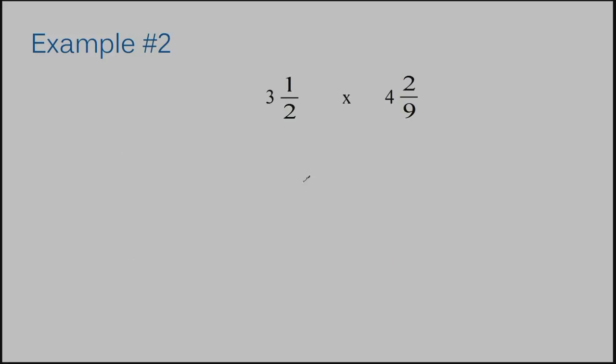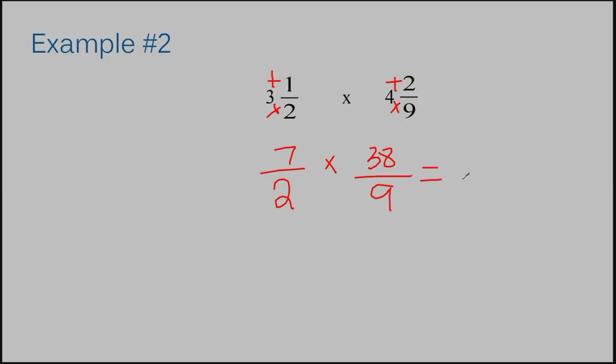Example number 2. I need to get improper fractions again, meaning I need to convert this. 2 times 3 is 6. 6 plus 1 is 7. My numerator for example number 1 is 7. My denominator is 2. I need to multiply that by the improper fraction that I get over here. 9 times 4 is 36. 36 plus 2 is 38. 38 is my numerator. 9 is my denominator.